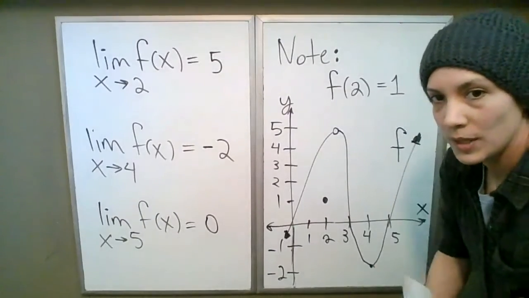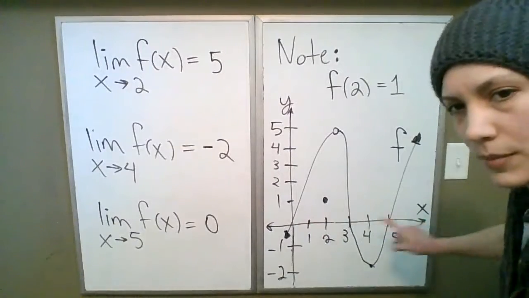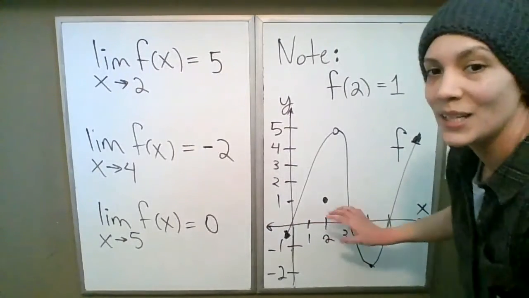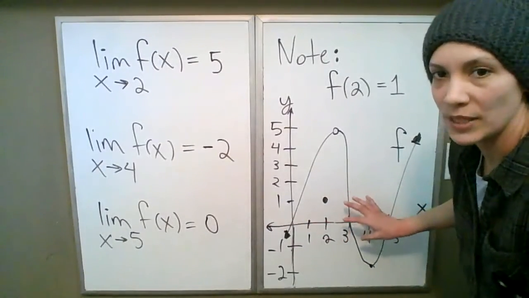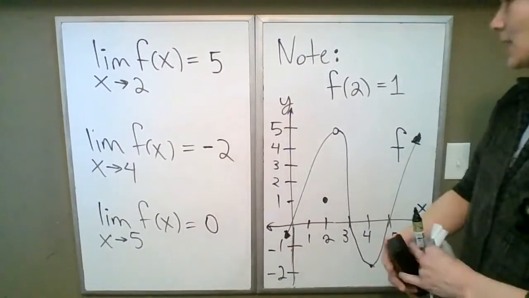So I've mentioned that we were approaching on the left side and the right side. So you could have a one-sided limit. You approach from the positive side or the negative side.